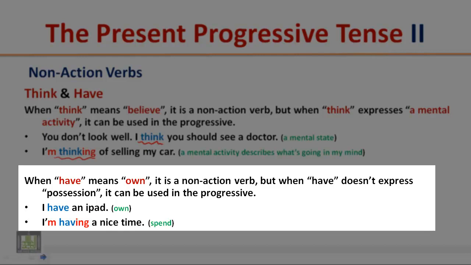I'm having a nice time. The verb have here means spend. So it can be used in the progressive.